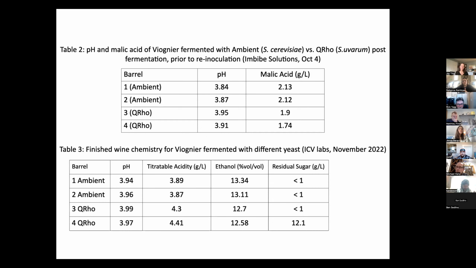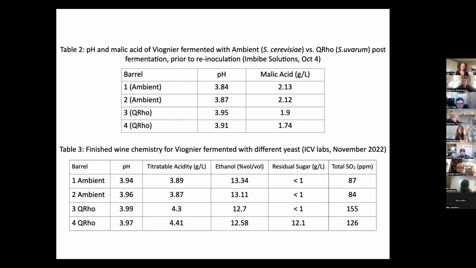I will say at this point, some of the stuff in the literature with uvarum does indicate it might be a glucophilic yeast, meaning that you may end up leaving some residual fructose along the way. We do have some bottles of this left over, so I'll probably send, particularly the 4th barrel, to see if that's indeed fructose or if that's glucose that's left over.